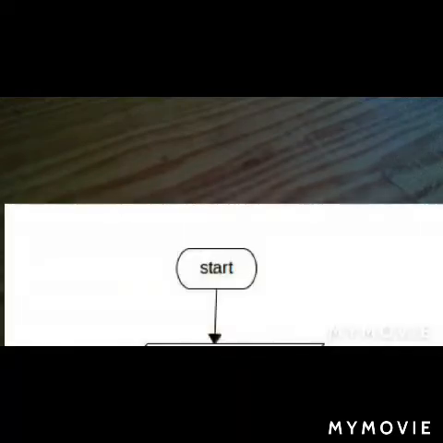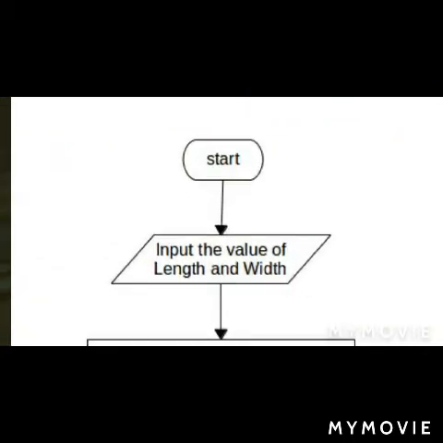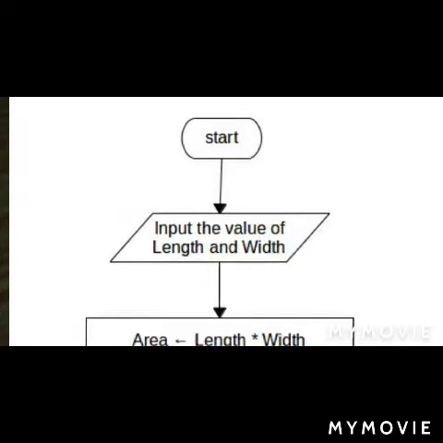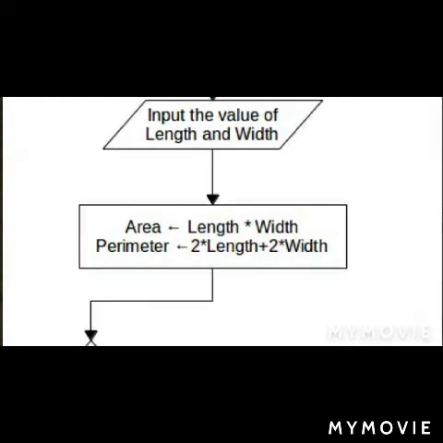So what are the inputs, do you think? Yes, it is the length and the width. So there are two processes. First, you need to assign the area to the length times width. And also we will assign 2 times length plus 2 times width to the perimeter.